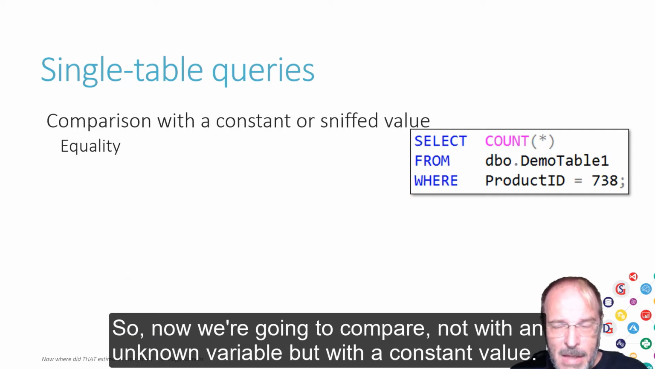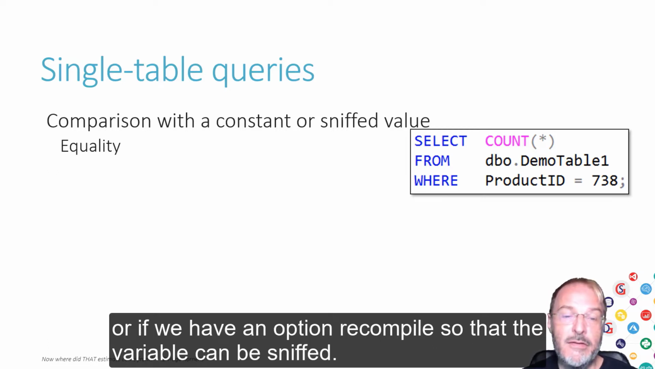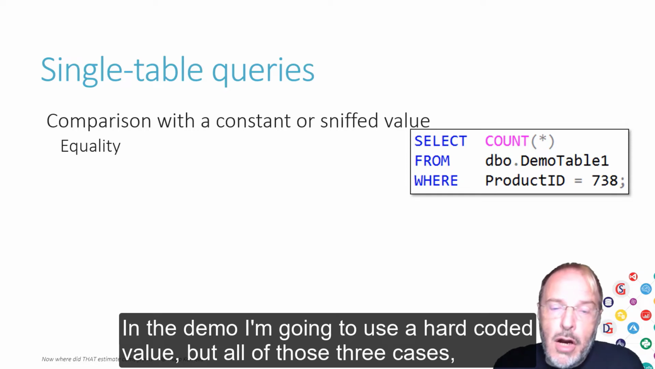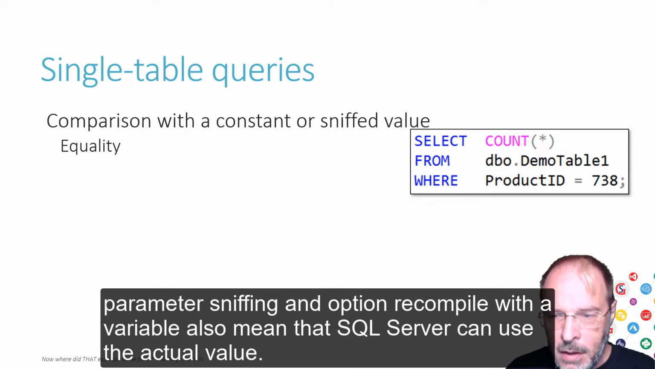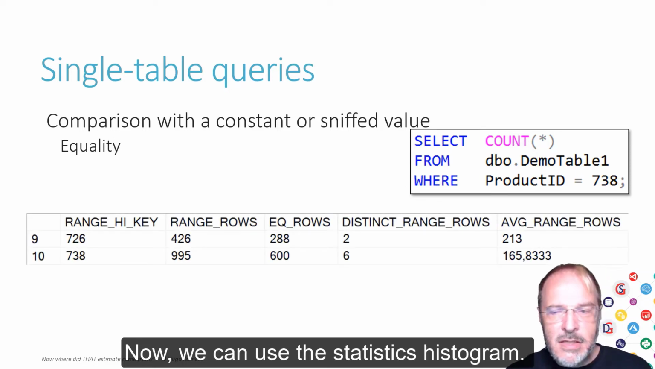So now we're going to compare not with an unknown variable, but with a constant value or with a sniffed value if parameter sniffing is in play, or if we have an option recompile so that the variable can be sniffed. In the demo, I'm going to use a hard-coded value, but all of those 3 cases, parameter sniffing and option recompile with a variable, also mean that SQL Server can use the actual value. So whatever the query, we know that we're going to grab data from our demo table for product ID equals 738. Now we can use the statistics histogram.